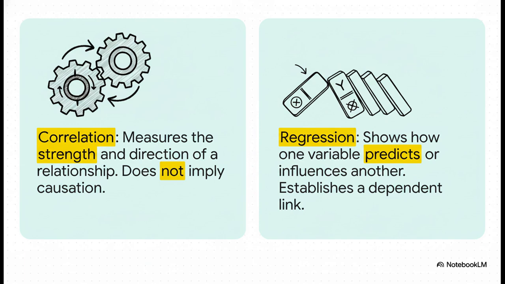Correlation just tells you if two things tend to move together. For example, as employee engagement goes up, productivity also tends to go up. But, and this is key, it doesn't say one causes the other. Regression takes it a giant step further. It tries to build a model to show how one variable can actually predict another. It answers the question, if we increase engagement by 1 point, by how much can we predict productivity will change?